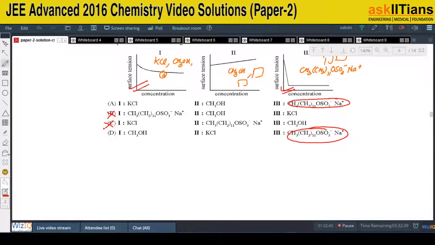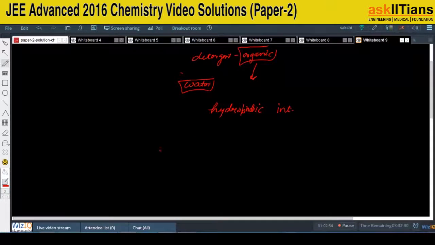Now to compare option A and option D, we can say that KCl is an inorganic electrolyte. It is very much known to us that KCl is K+ and Cl-, that is an inorganic electrolyte.